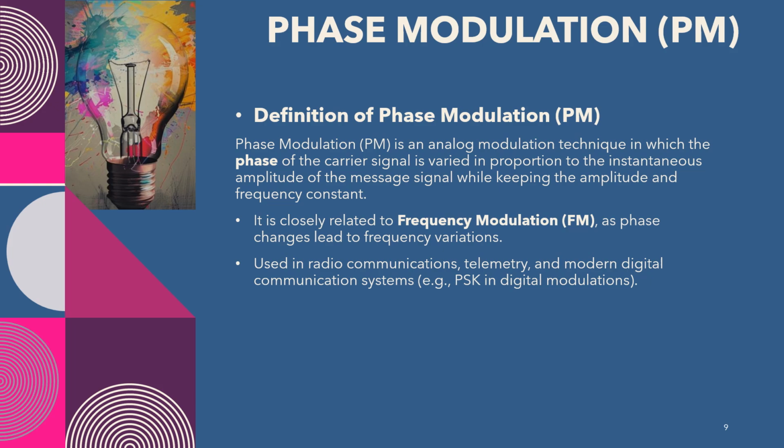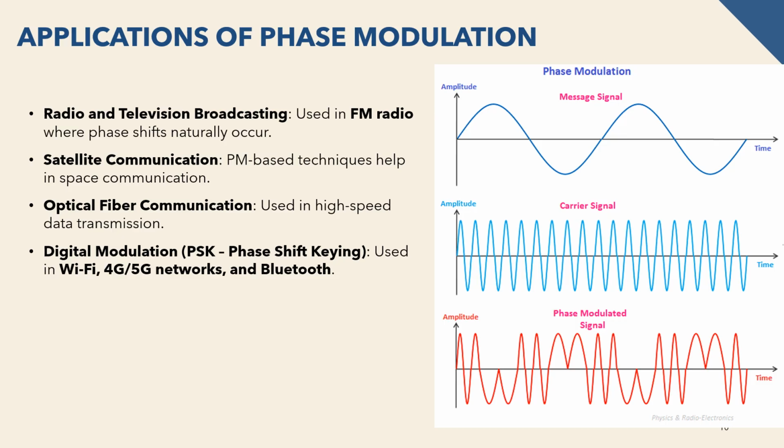Now I will discuss phase modulation. Phase modulation is an analog modulation technique where the phase of the carrier signal is varied according to the message signal. It is closely related to FM, as phase variations lead to frequency changes. Phase modulation is commonly used in digital communication systems, including Wi-Fi, Bluetooth, and 4G or 5G networks, optical fiber communication, satellite communication, and more.